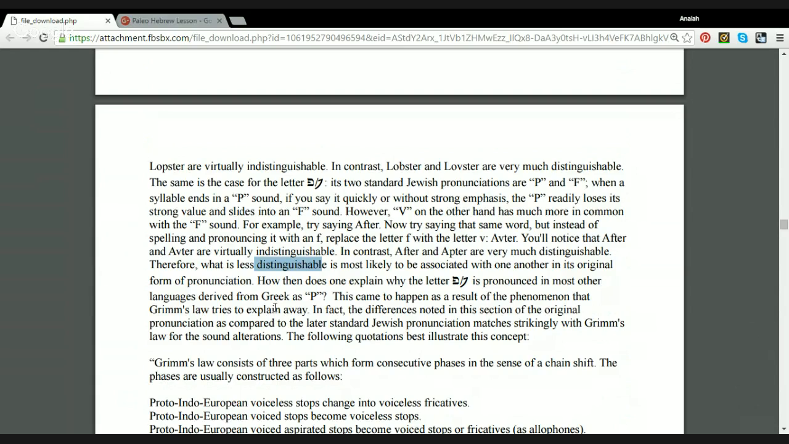Basically, it's a harmony principle. The things that are closer to each other are more likely to be in the same group than things that are more distinct from one another. That's the reason why I think the B and the P and the F and the V go together. Then I give some evidence historically from other languages.